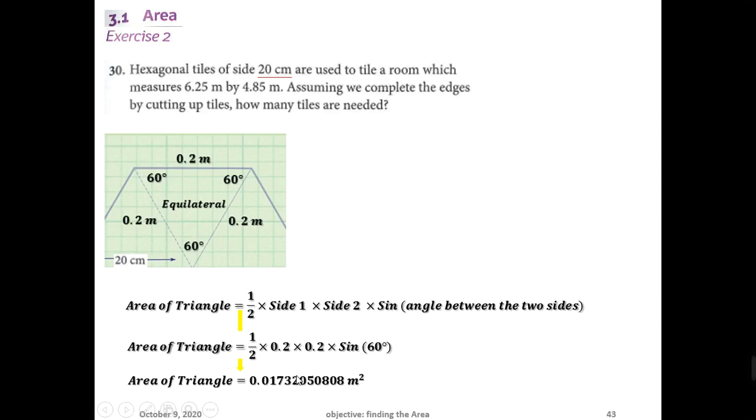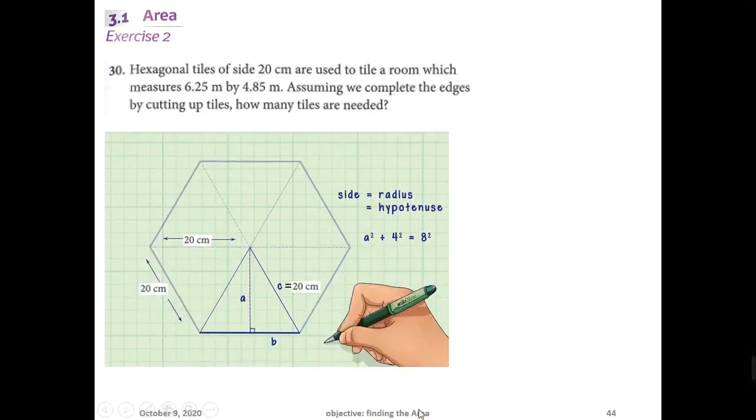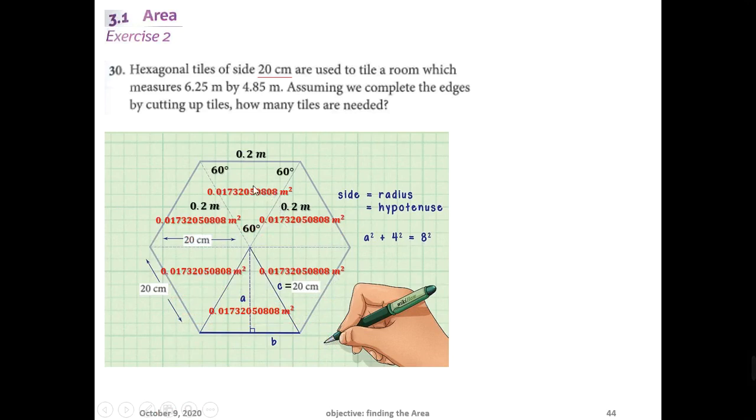2 is less than 5, so it's not going to bring the 3 up. So the answer correct to three significant figures is 0.0173 meter squared. So if we know the area of each triangle in this hexagon is 0.0173, how many triangles do we have?